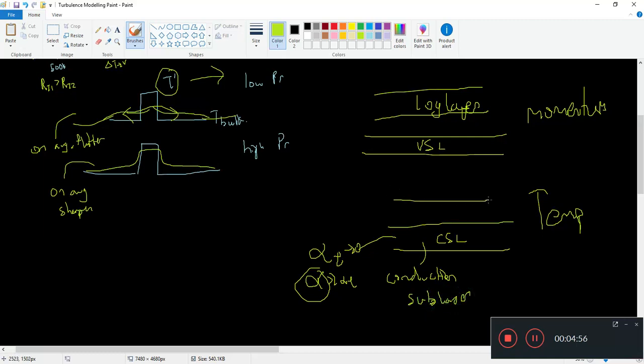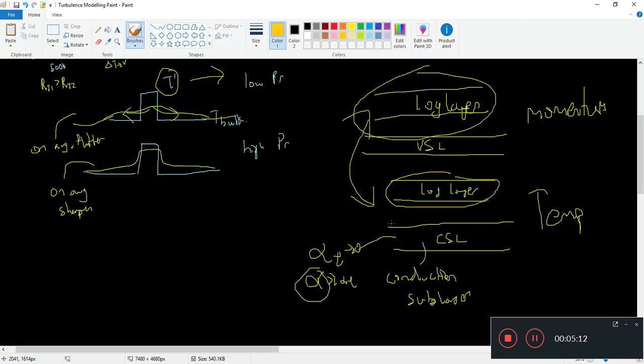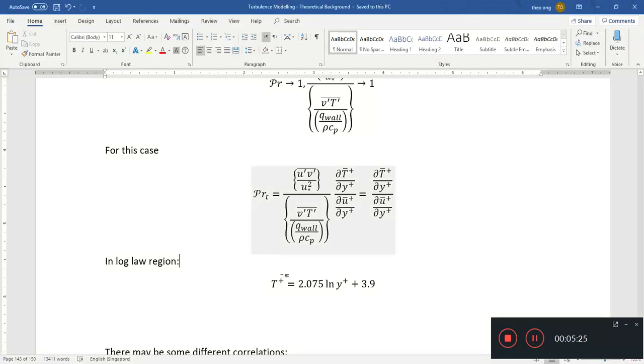On top of that, you have a buffer zone and a log law layer as well. So I have a log layer over here. Very similar. What we are doing here is trying to determine the Prandtl number in the log law region for both of these. Of course, in general, these thicknesses are not the same. The viscous sublayer and the conduction sublayer thickness is not the same, unless the Prandtl number is really like 1. Then sure, you can live with that.